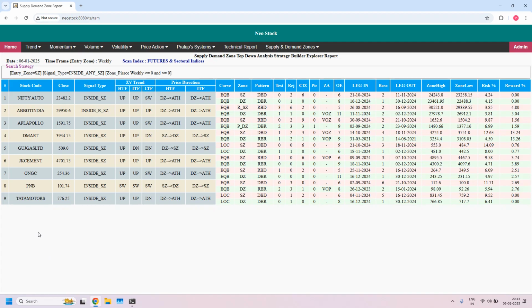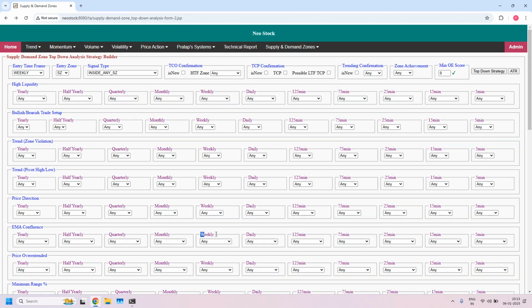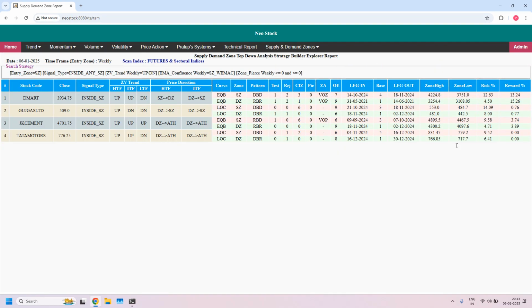Let's verify how many of these weekly supply zones are having weekly EMA Confluence. So in the EMA Confluence at weekly time frame, I am selecting the filter weekly supply zone having weekly EMA Confluence, and the trend on weekly time frame should not be sideways, it can be up or down. Let's filter. We got 4 stocks filtered. These 4 weekly supply zones are having weekly EMA Confluence, and price closed inside the weekly supply zone. Okay, this is about weekly time frame.